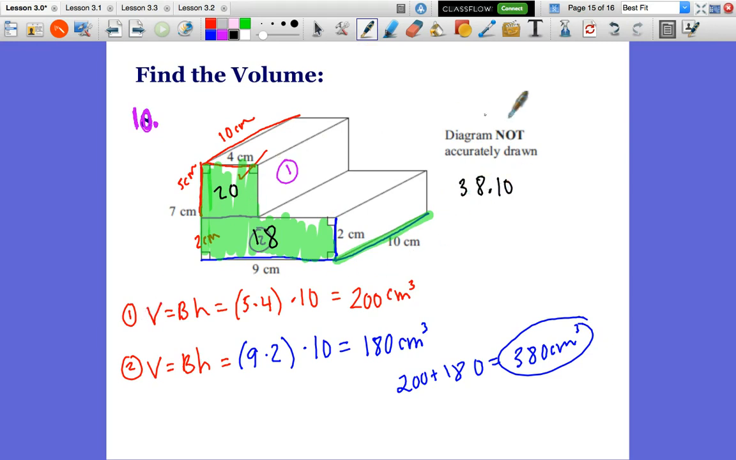So I didn't have to break it up into 1 and 2. I could have just found the area of this whole base in any way I wanted. And I could have broken it up differently. Maybe I would have said this rectangle and this rectangle. It didn't have to be this exact way. That's still going to give me 380 centimeters cubed. Right? It's just a different way of thinking about it.